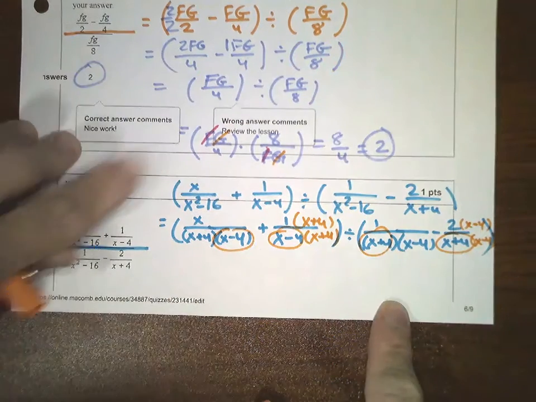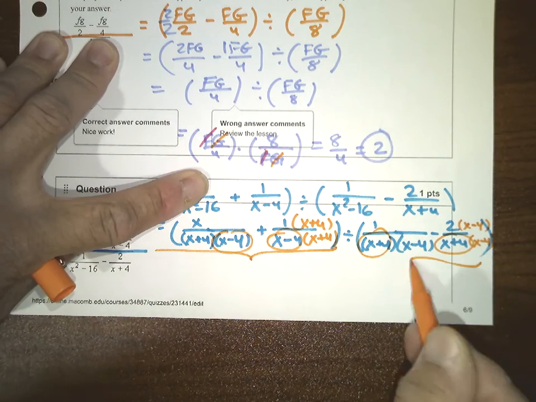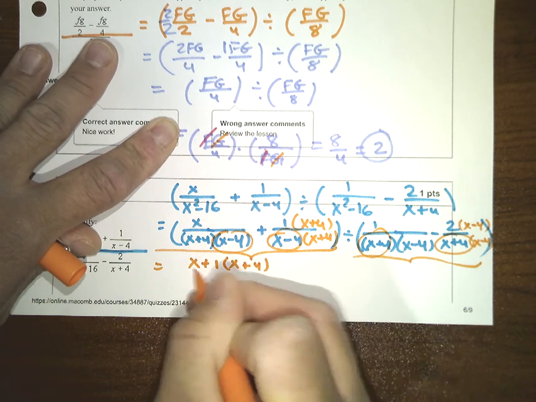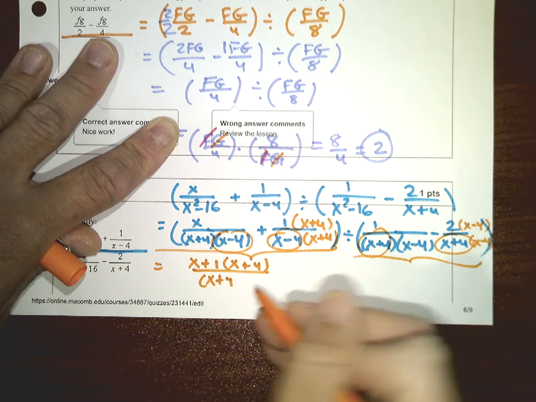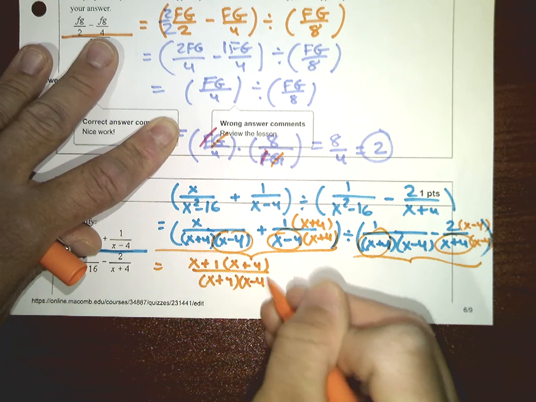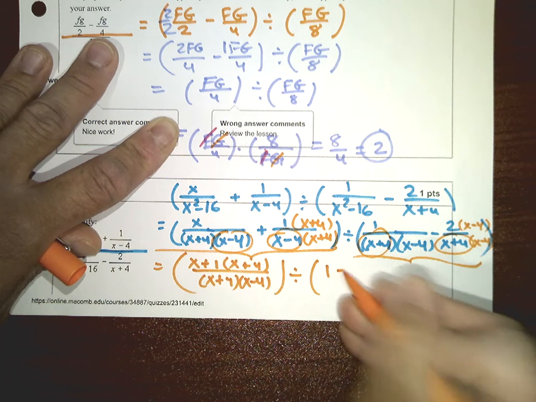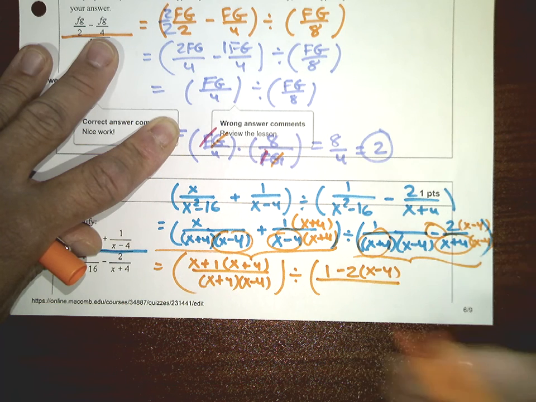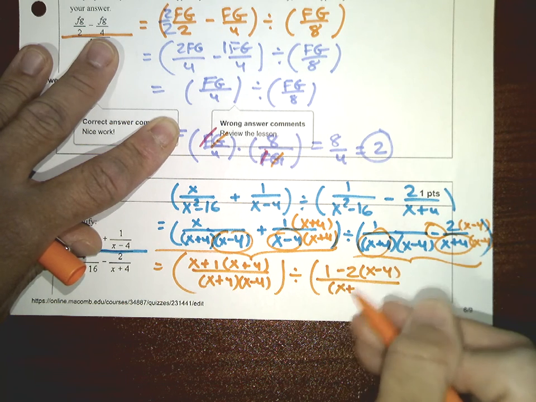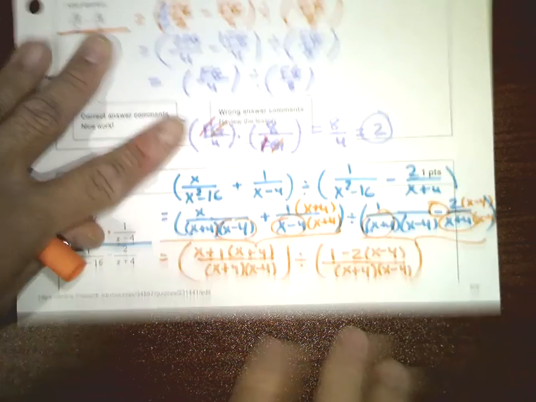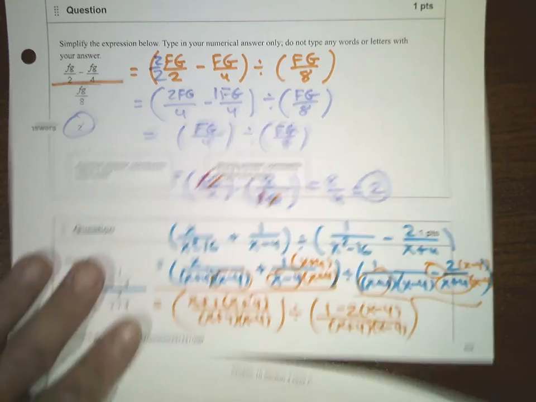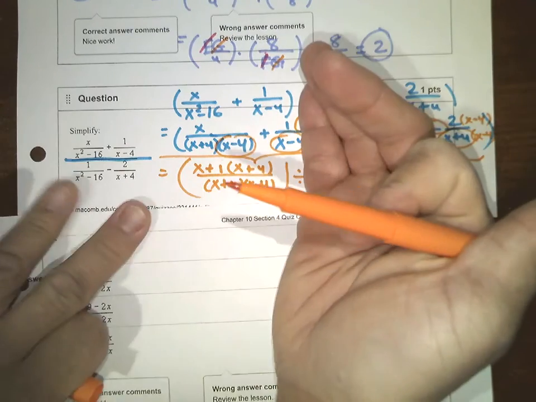All right, so now let's go ahead and add here and subtract here. So I have (x + 1) times (x + 4) over (x + 4), and then (x - 4) divided by 1 minus 2 times (x - 4). So don't forget this minus right here. And then all over (x + 4)(x - 4). And then what I will do is I will go ahead and simplify in the numerators and denominators here.